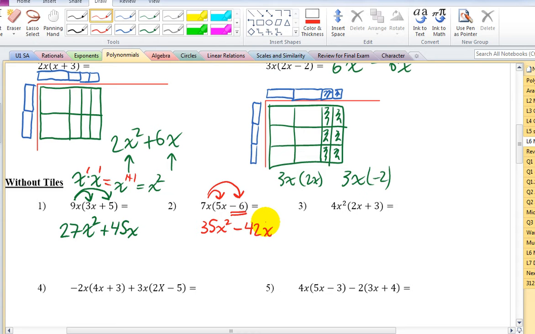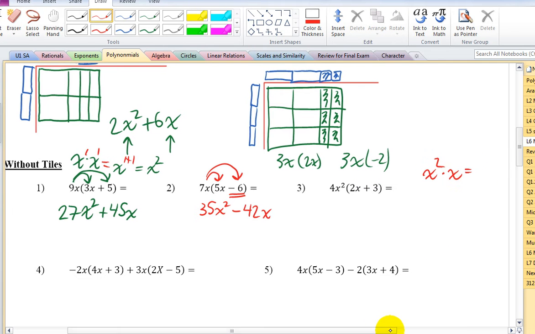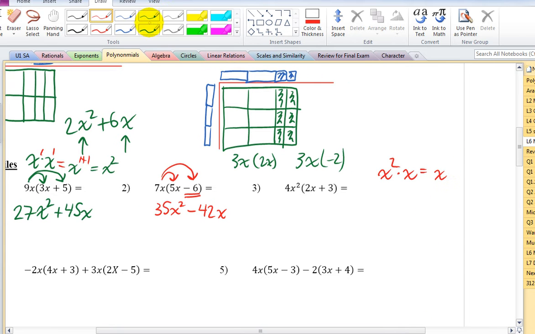Okay. So we're going to go a little bit harder. And the only thing that's a little bit harder is our exponents get higher. But when we multiply exponents like x squared times x, what do we do with the exponents? Add them up. So we get x cubed. Okay, we could draw a cube, but we can't actually have that shape. That's why we have to go to the symbols. All right, so do your multiplications, 2 multiplications.